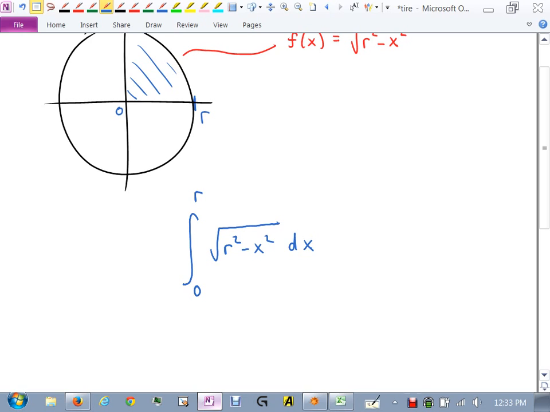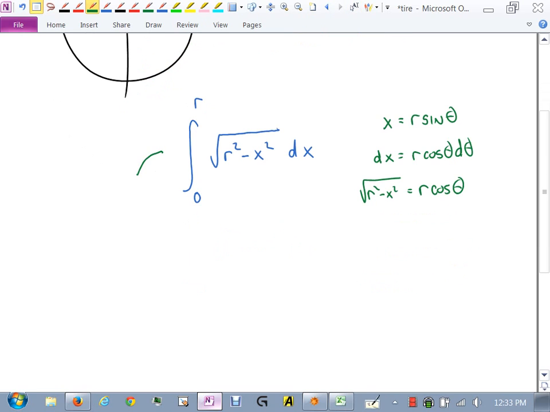I'm going to use trig sub. Remember, this looks like a squared minus x squared. So I'm going to use the trig sub x is equal to a sine theta, but a is really what? r. So x equals r sine theta. dx in this case is r cosine theta d theta. And then the square root of r squared minus x squared should turn into r cosine theta.